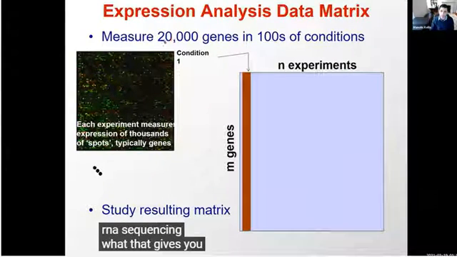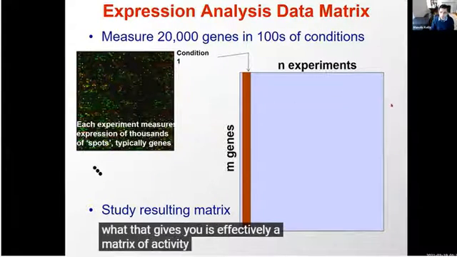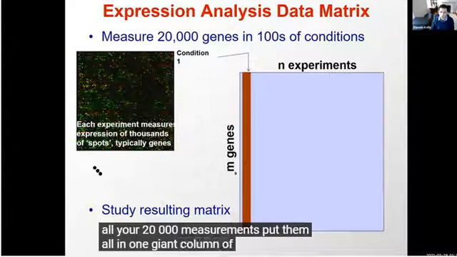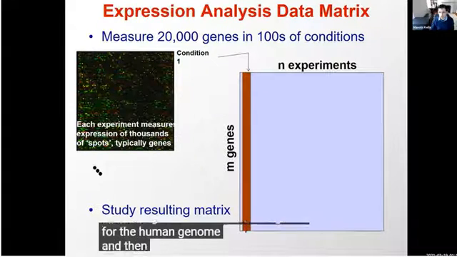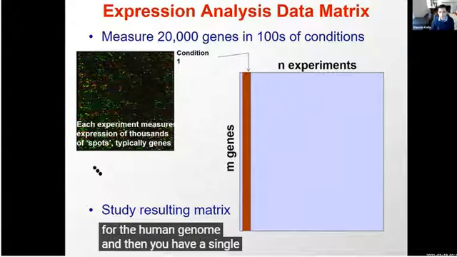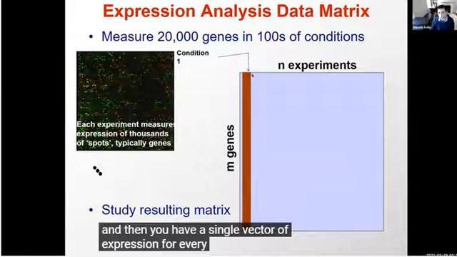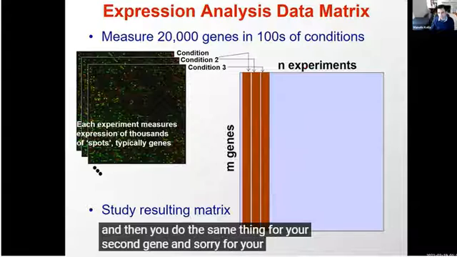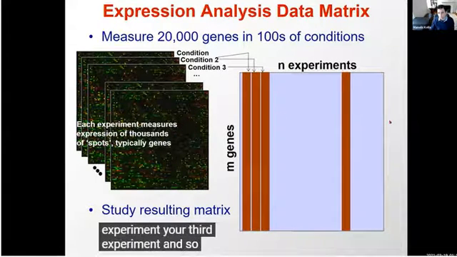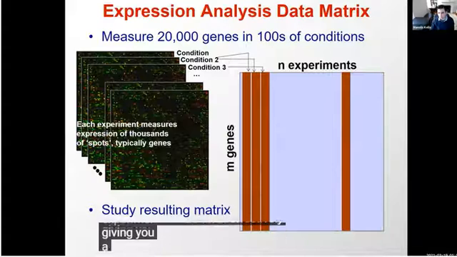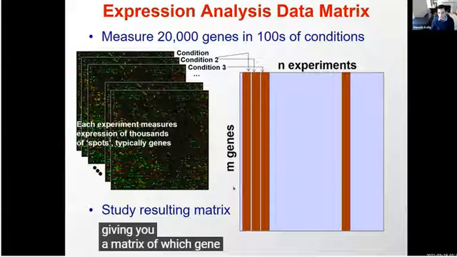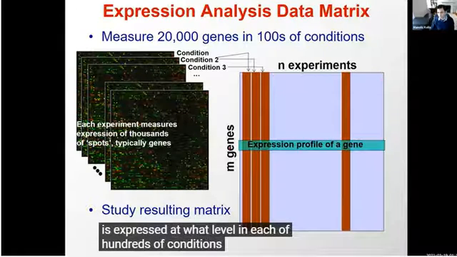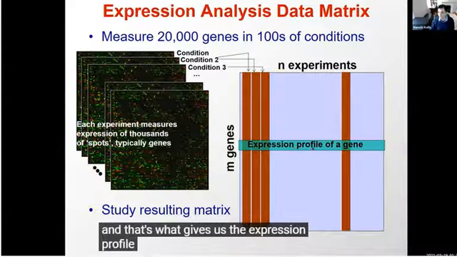What that gives you is effectively a matrix of activity. So you can take all your 20,000 measurements, put them all in one giant column of 20,000 genes for the human genome, and then you have a single vector of expression for every gene in the first experiment you did. And then you do the same thing for your second experiment and your third experiment, and so on and so forth, effectively giving you a matrix of which gene is expressed at what level in each of hundreds of conditions. And that's what gives us the expression profile of a gene.